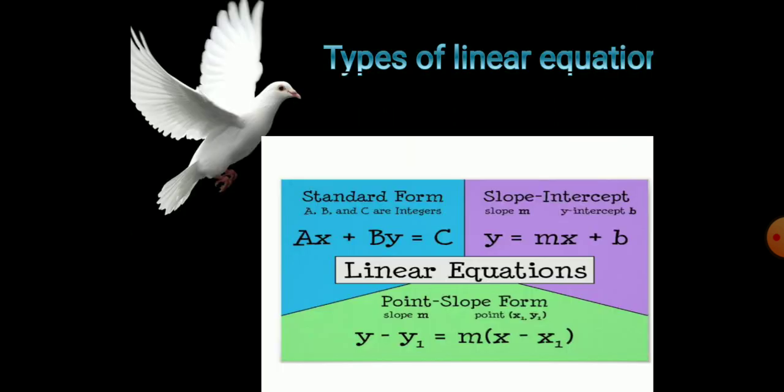Types of linear equation. Standard form: ax + by = c. Slope intercept form: y = mx + b. Point slope form: y - y1 = m(x - x1).